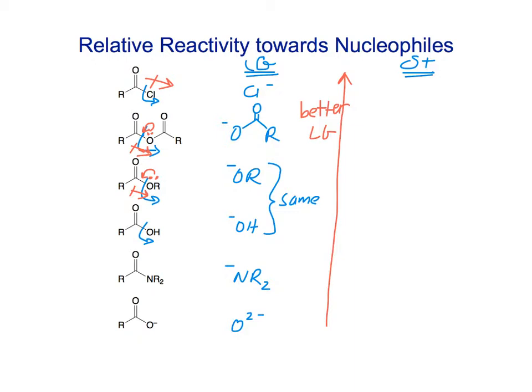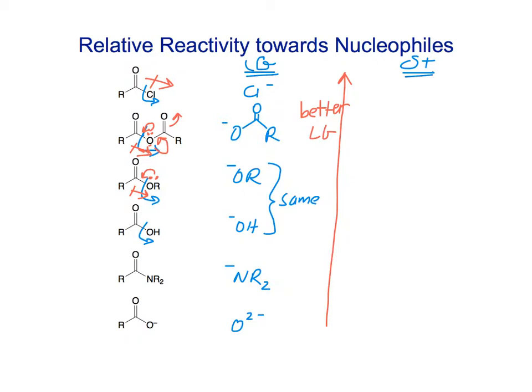Right, because it has kind of a shared resonance. So in the anhydride, these electrons can also be delocalized over to the other carbonyl. So they're not as free to be donated to one of the carbonyls. So this is less good at donating electrons to the delta plus. The ester and the carboxylic acid are again about the same.